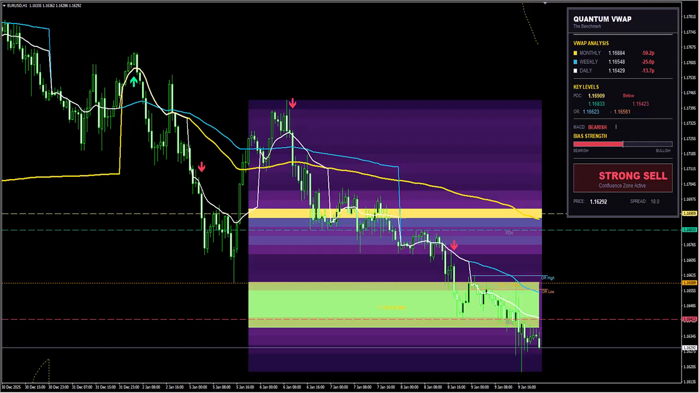It's basically a line on your chart that shows the average price of the market, but not just based on time, based on volume activity. In other words, it tells you where most of the trading actually happened. Now here's why that matters.